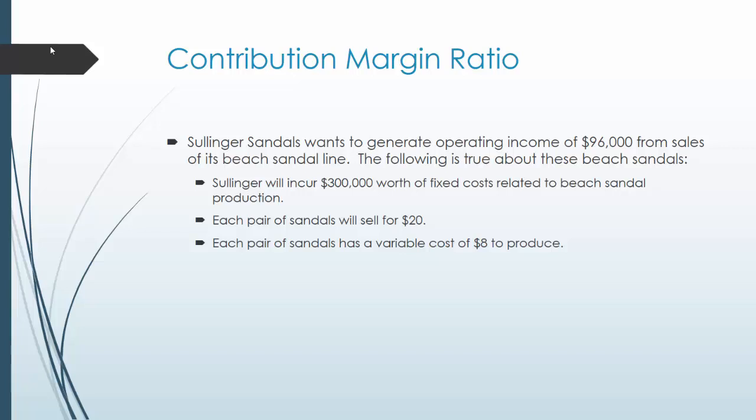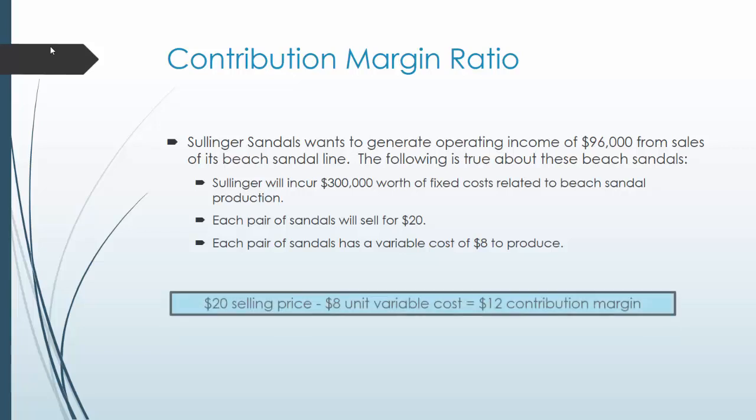So things like the plastic and rubber needed to make the sandals, things like the wages we're going to have to pay our machine operators to run the machines which produce the sandals. All of those things are going to be our variable costs because they vary depending on how many sandals that we make. First thing we can figure out from this information is our contribution margin.